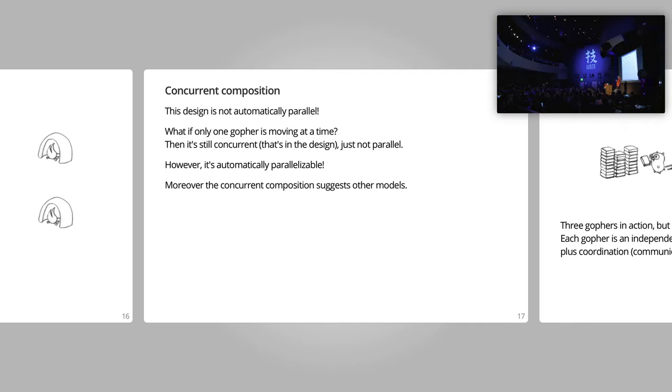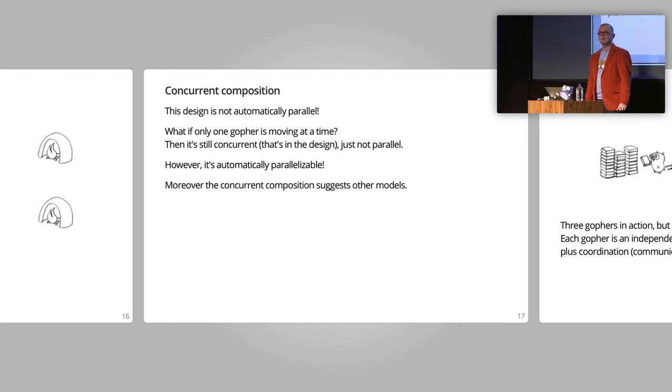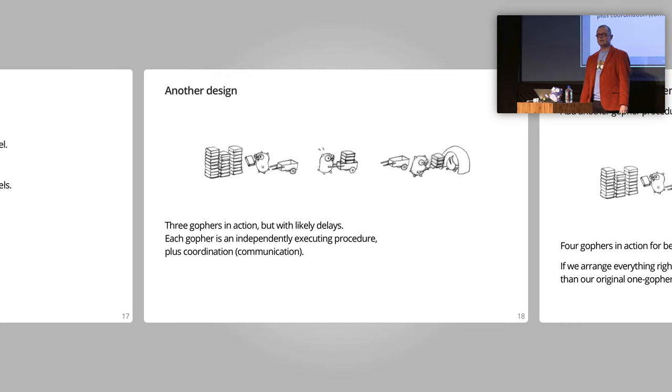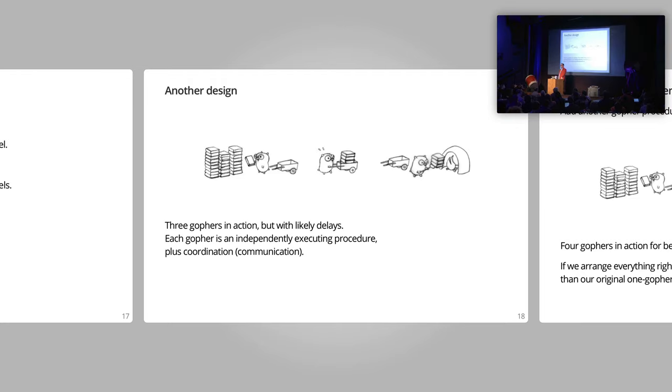But once we understand we can break the problem down into these concurrent pieces, we can come up with other models. So here's a different design. Okay? Now we've got three gophers in the picture. It's the same pile of books, the same incinerator, but now we've got three gophers. Right? There's a gopher whose job is just to load the cart. There's a gopher whose job is just to carry the cart and then presumably return the empty back again. And then there's a gopher whose job is to load the incinerator.